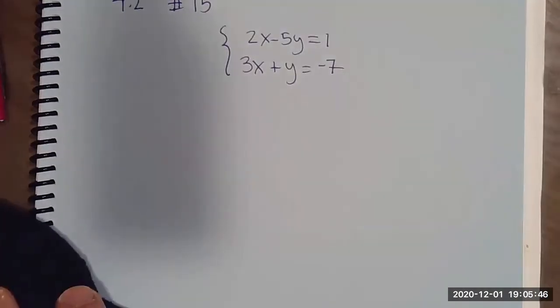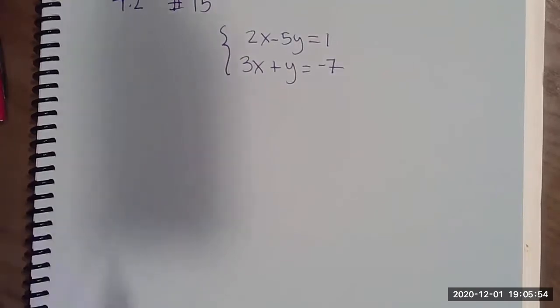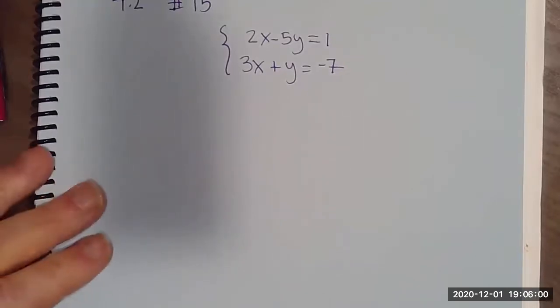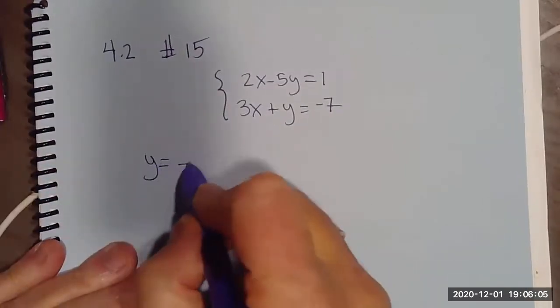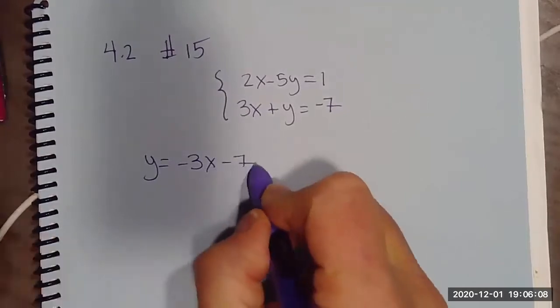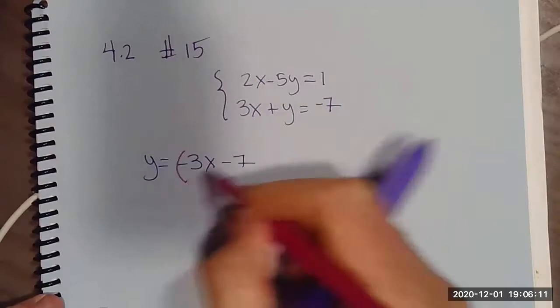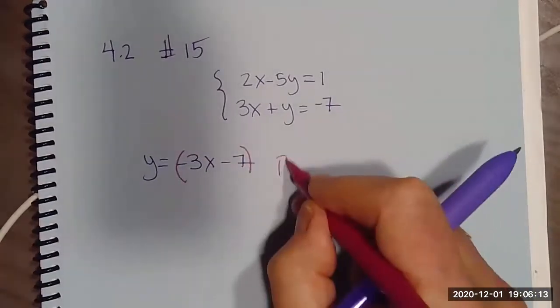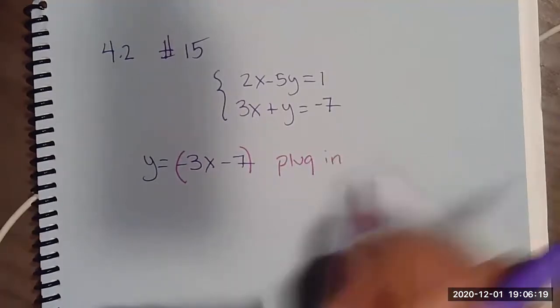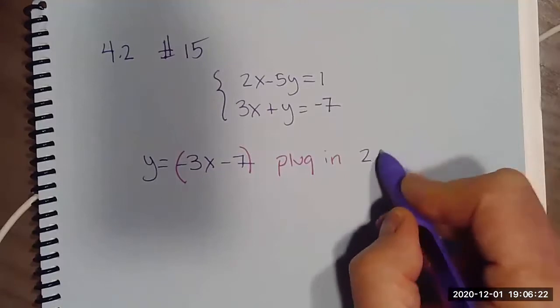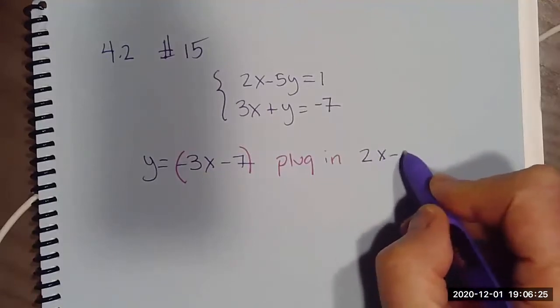Go ahead and try that on your page. I'll give you a minute, and then I'll do it, and we can compare. Okay, so to get y by itself, you subtract the 3x from both sides. Then you get y equals -3x minus 7. So now you plug that into the first equation, because you already have your y. So you have 2x minus 5, still in parentheses, -3x minus 7.